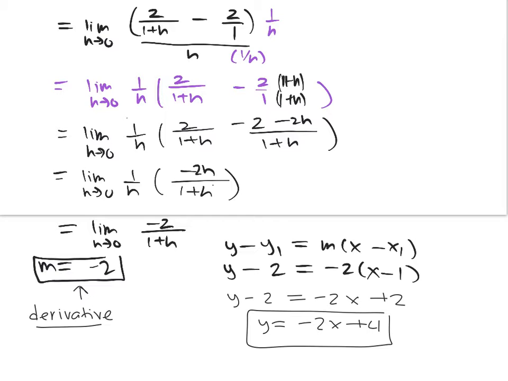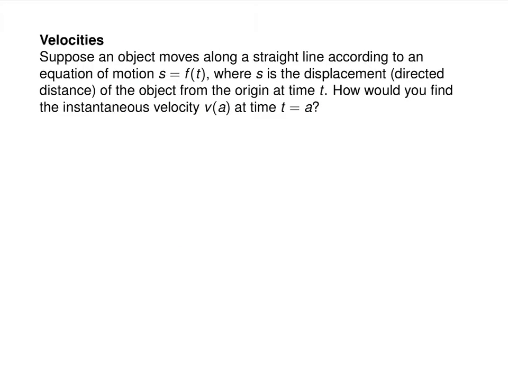One common application is particle physics. So here we go. Suppose an object moves along a straight line according to some equation of motion, s equals f of t. So s is the displacement, and that's the directed distance. You have a number line, you've got the origin, and you have this particle that's going back and forth, bopping around. Maybe it goes forwards and then goes backwards. The directed displacement means how much forwards, how much back from that 0 point.